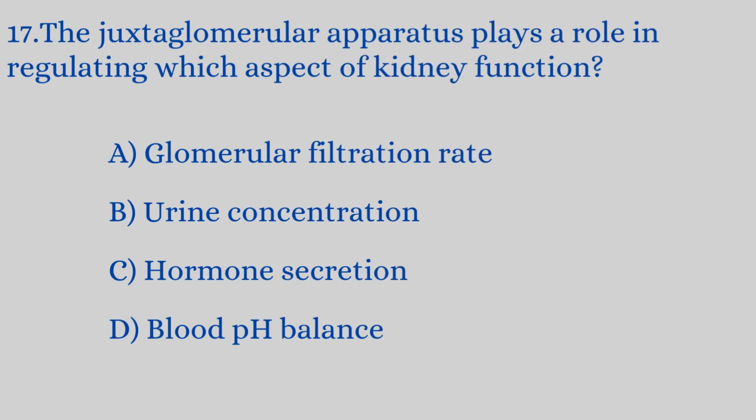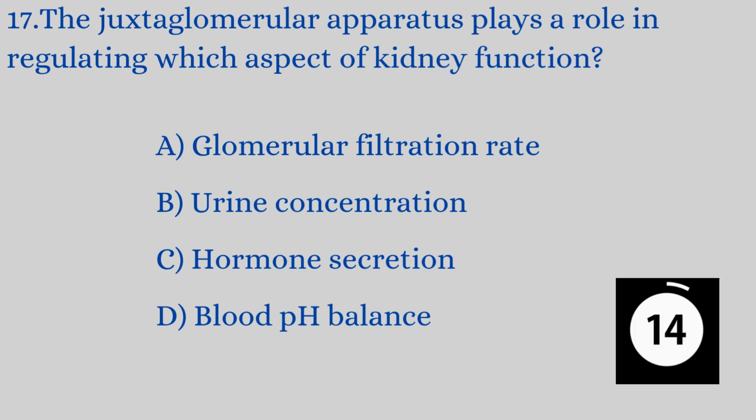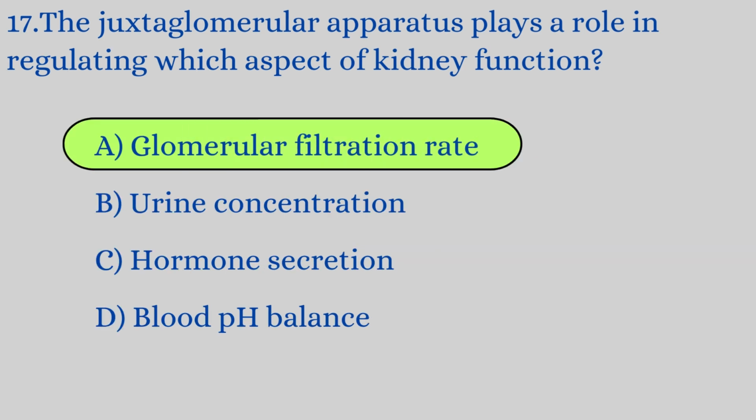17. The juxtaglomerular apparatus plays a role in regulating which aspect of kidney function? A. Glomerular filtration rate. B. Urine concentration. C. Hormone secretion. D. Blood pH balance. The answer is A. Glomerular filtration rate.